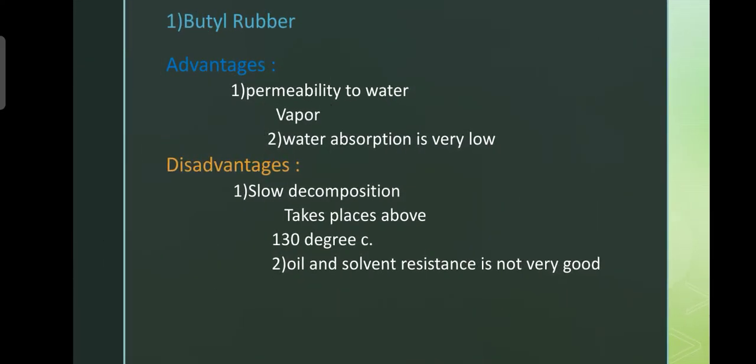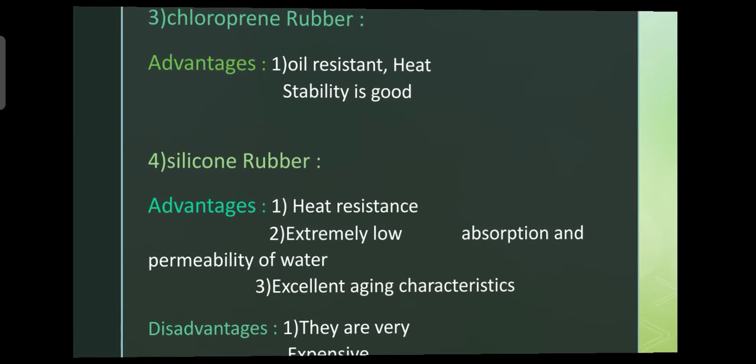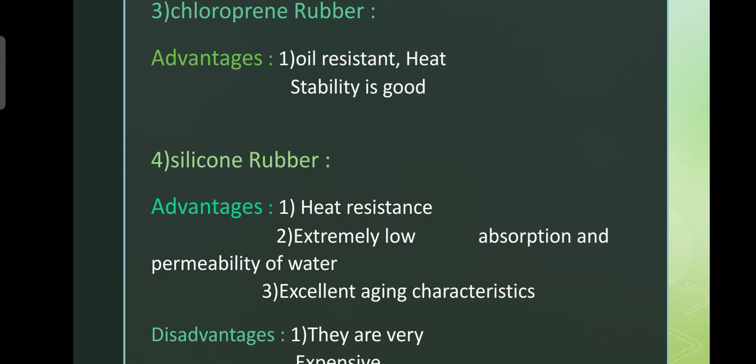Butyl rubbers. Then rubbers. Advantages of rubbers: first one is low permeability to water vapor. Second, water absorption is very low. Disadvantages of rubber: first one is slow decomposition takes place above 130 degrees Celsius. Second, oil and solvent resistance is not very good. Chloroprene rubber. Advantages: first one is oil resistant, heat stability is good. Fourth, silicone rubber. Advantages: heat resistance, extremely low absorption and permeability of water. Third, excellent sealing characteristics. Disadvantages: they are very expensive.